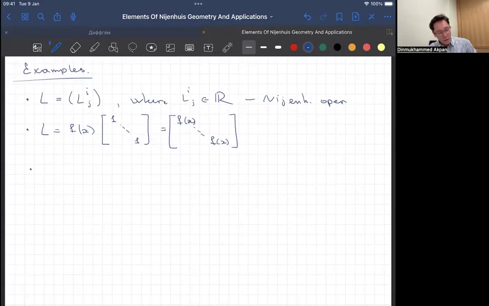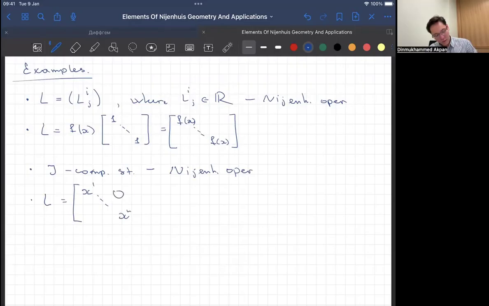So the third example is a complex structure. Any complex structure J is also a Nijenhuis operator. And the last simple example, diagonal operators: if in some local coordinates our operator is diagonal like this, then it's also a Nijenhuis operator.